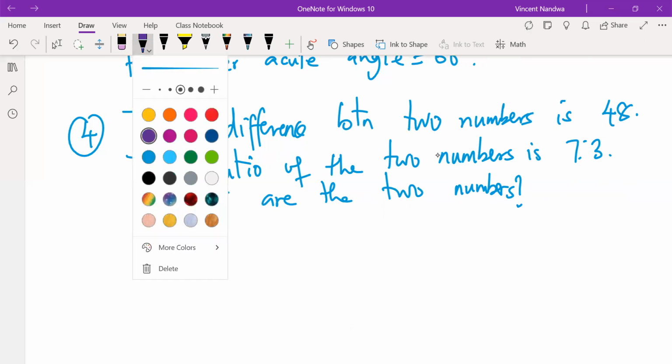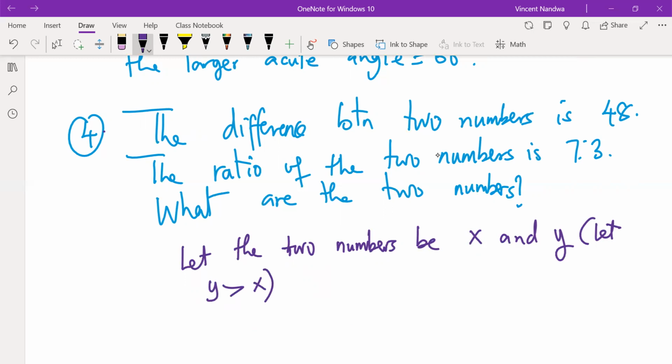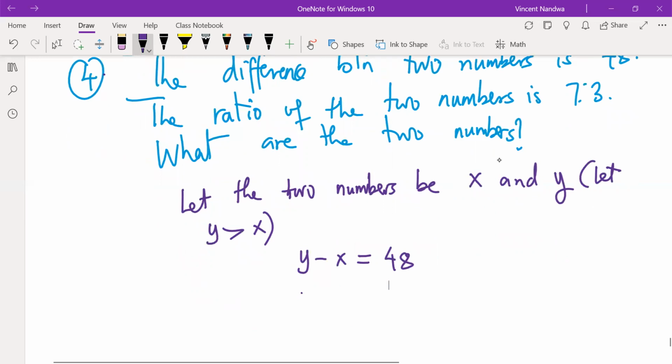So we can say, let the two numbers be x and y, and let y be greater than x. Without loss of generality, let's assume that y is more than x. So y minus x equals 48. And then the ratio is 7 to 3, which means y to x is the same as 7 to 3. Remember, ratios are the same as fractions. We can call this equation 1.